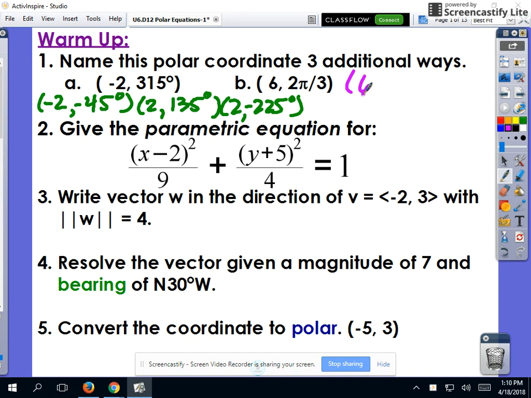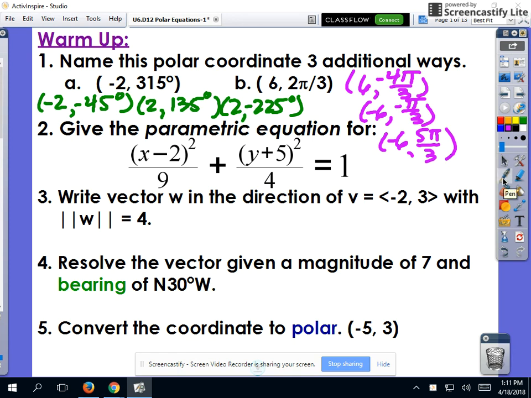That would be 6, -4 pi over 3, -6, -pi over 3, and -6, 5 pi over 3. Remember, what we're doing is taking the original, adding 2 pi or subtracting 2 pi, and then from the original, flipping the signs and making them the opposite, and then adding and subtracting pi. All right, let's move to number 2.